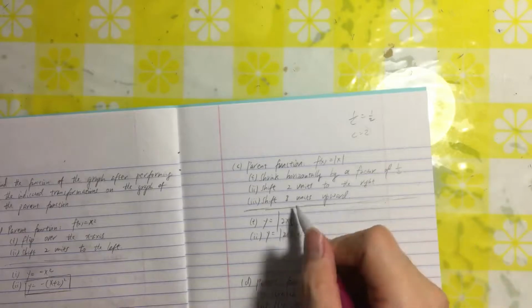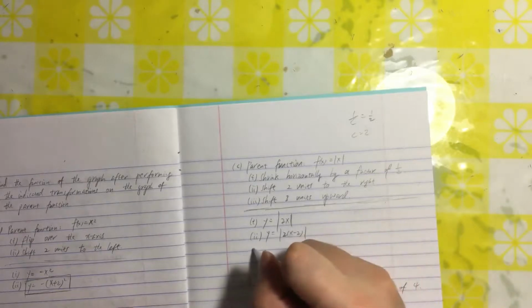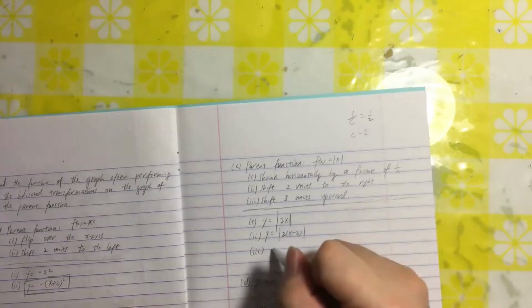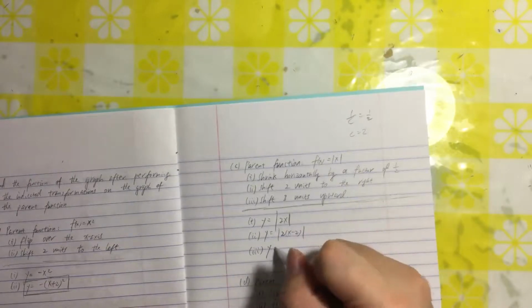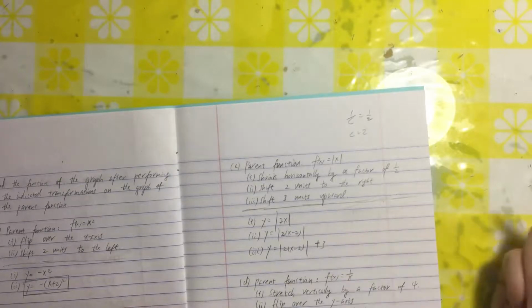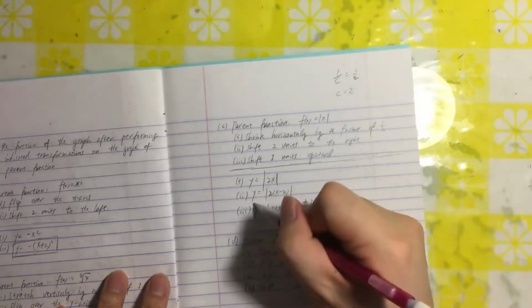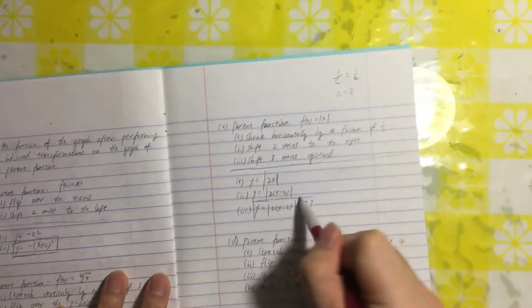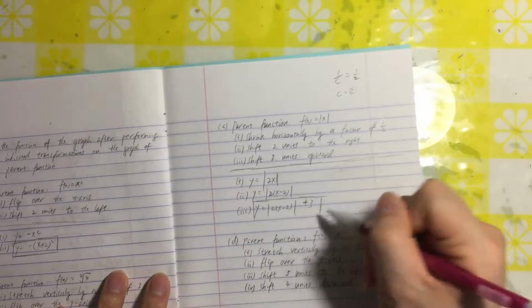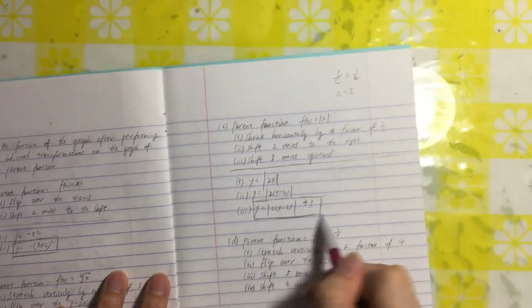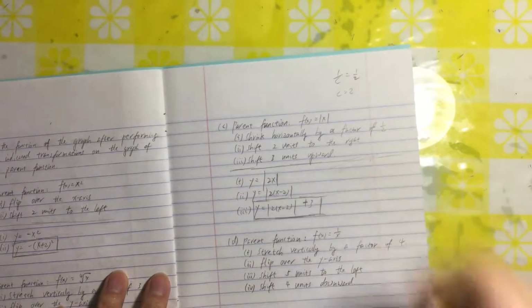Next, shift 3 units upward. If I shift the graph 3 units upward, I add 3 to the entire function. That's the function of the graph after performing the indicated transformations.